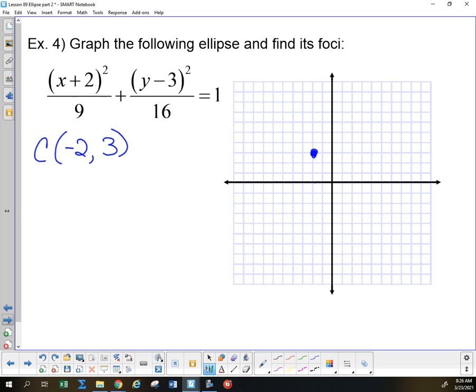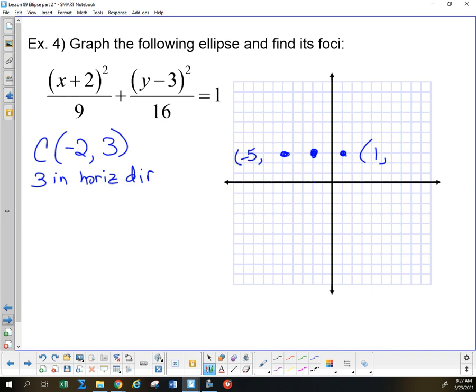From there, I need to go, square root of 9 is 3, in the horizontal direction, the x direction, since the 9 was under the x. So not from 0, 0, but from this dot, I need to go 3 to the right and 3 to the left. And I'm going to label those because they will be vertices of my ellipse. If I started at negative 2 and went 3 to the right, now I'm at 1. If I start at negative 2 and go 3 to the left, now I am at negative 5.